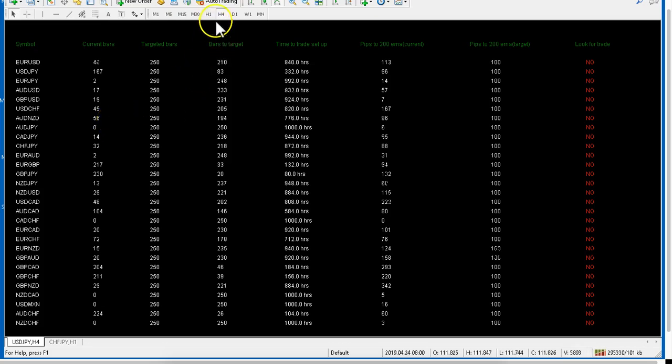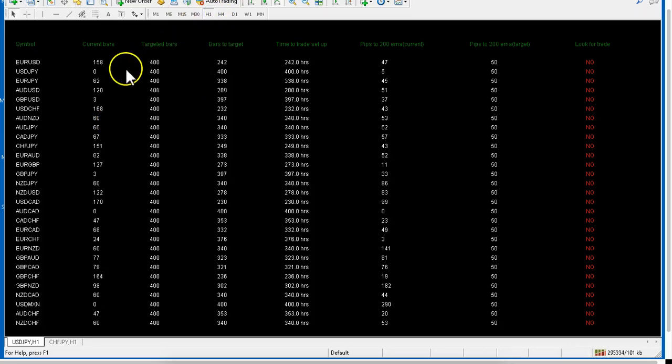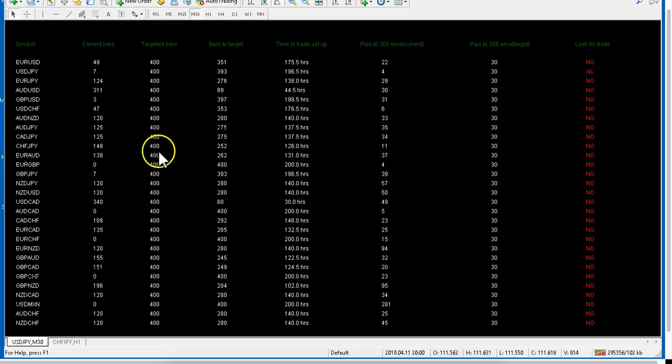Okay. Hourly chart, we don't have anything too great yet. We're looking for 400 bars on the hourly chart, and everything's in the mid 100s to high 100s and lower. On the 30-minute chart, it's starting to get a little bit interesting. We've got the Aussie dollar at 311. We're looking for 400 bars, so this could be at a nice 400 bar count pretty soon.